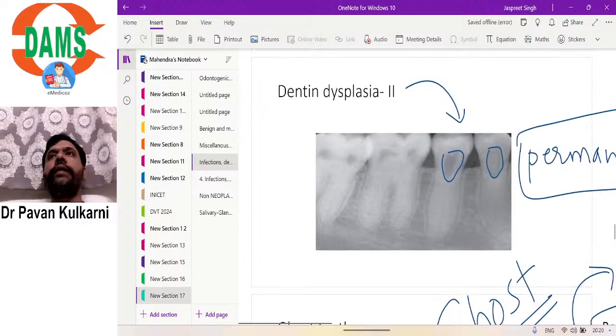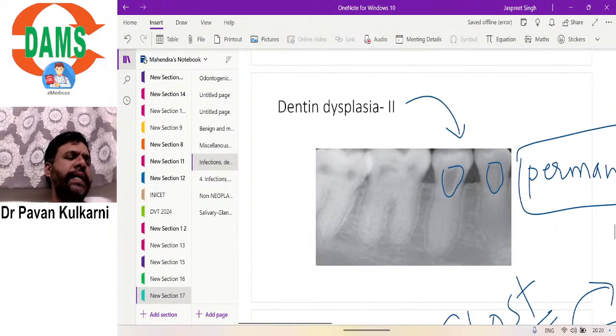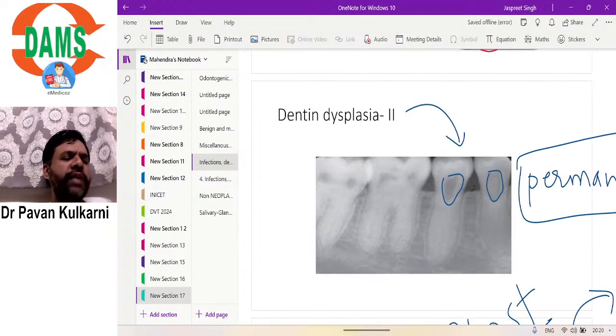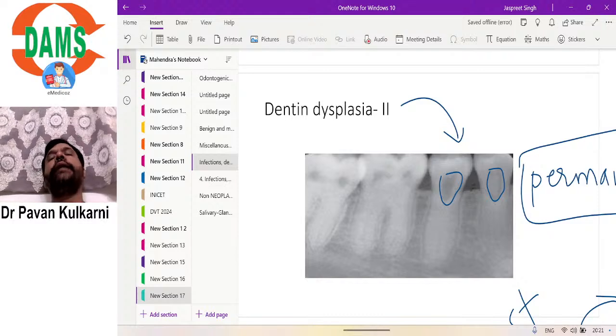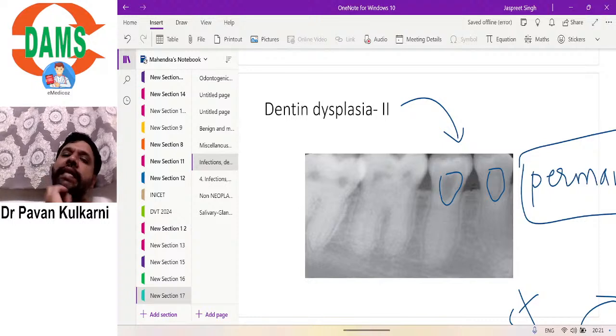or radicular dentin dysplasia. Now this is dentin dysplasia type 2, which affects the crown, and in this radiograph we are supposed to appreciate the enlarged pulp. This enlarged pulp is typically seen in the permanent teeth of type 2 dentin dysplasia.